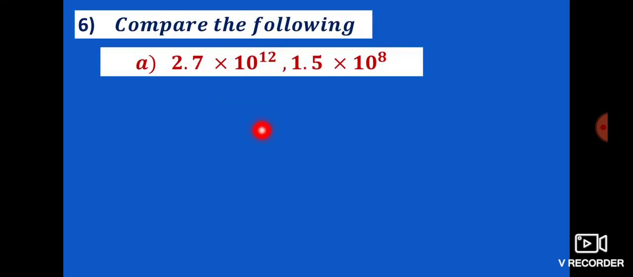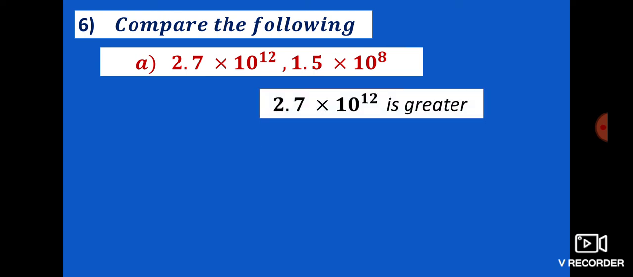Next, our last question. Compare the following. 2.7 into 10 raised to 12, 1.5 into 10 raised to 8. Out of these two, which is greater? For finding the greater number, an easy method is to consider the power. 10 raised to 12, 12 is the power. That is, after 1, 12 zeros. Here 10 raised to 8, after 1, 8 zeros. Out of this, which is greater? 10 raised to 12 is greater. Therefore, 2.7 into 10 raised to 12 is the greater number.